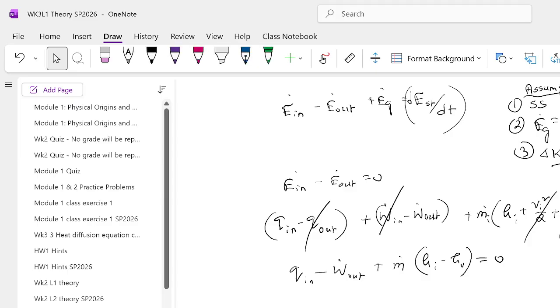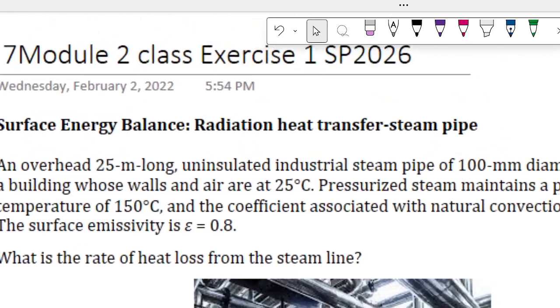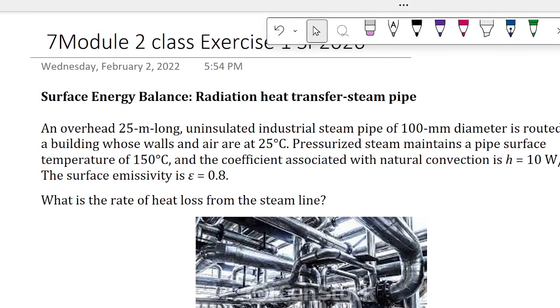Let me put the math somewhere here. This is our agenda. Let me read through the problem first. So an overhead of 20 meter long. Oh, by the way, you know the relationship of meter and feet. 1 meter equals 3 point something, right? So it's quite a long pipe, right? You see 75 feet pipe, insulated industrial steam pipe, 100 millimeter diameter.